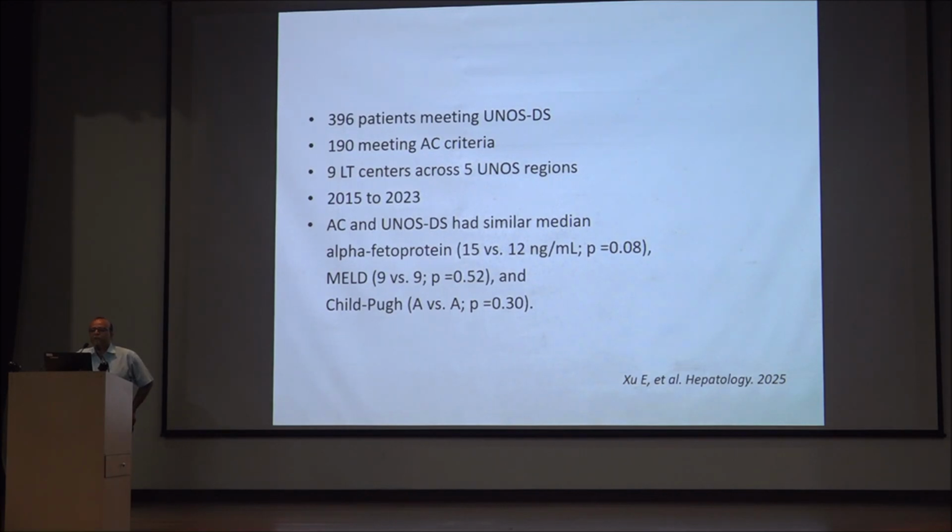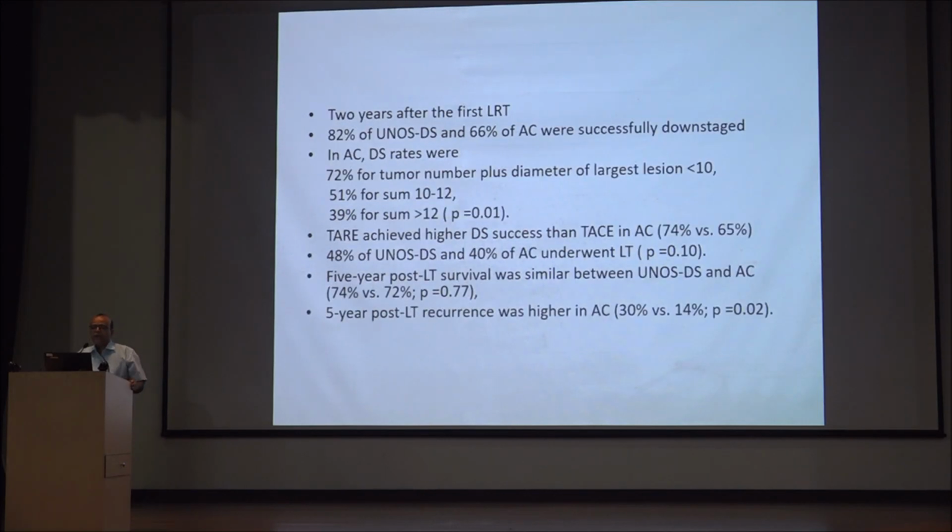396 patients met the UNOS DS criteria, 190 were all-comer criteria, and 9 liver transplant centers were involved. The study was conducted over a period of 8 years. Pre-transplant, they had similar AFP levels, MELD score, and Child status. Two years after the first liver locoregional therapy, 82% of the patients within criteria and 66% of patients in the all-comers group could be successfully downstaged.